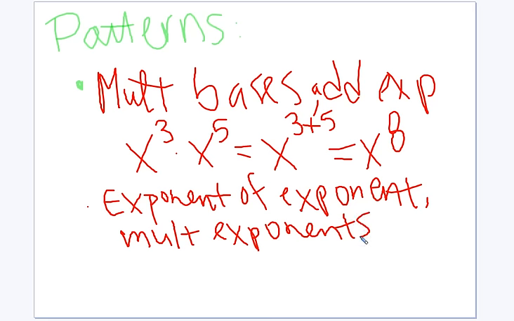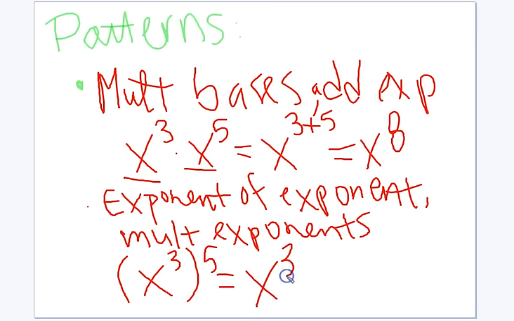Now, these only work if the bases are the same, but we'll be practicing that in class tomorrow. So anyway, exponent of exponent, we multiply the exponent. So an example of that would be x to the third, taking that to the 5th power. So that's the same as x to the 3 times 5, which is x to the 15th. These are just kind of shortcuts.